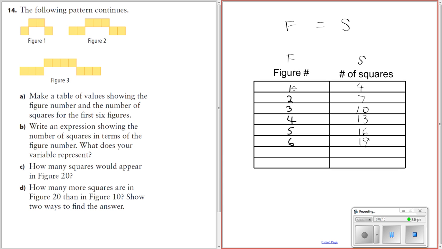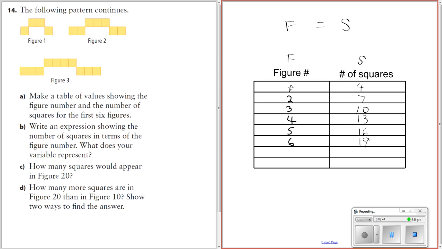So then I think, well, maybe it's a coefficient. Maybe I multiplied 1 by 4 to get this number. So I say the figure number times 4. Well, it worked for the first one, but figure 2 times 4 does not give me 7. So multiplying does not work by itself either. So I have to play with a combination of both a coefficient and a constant. What if I multiplied it by 3 instead of by 4?